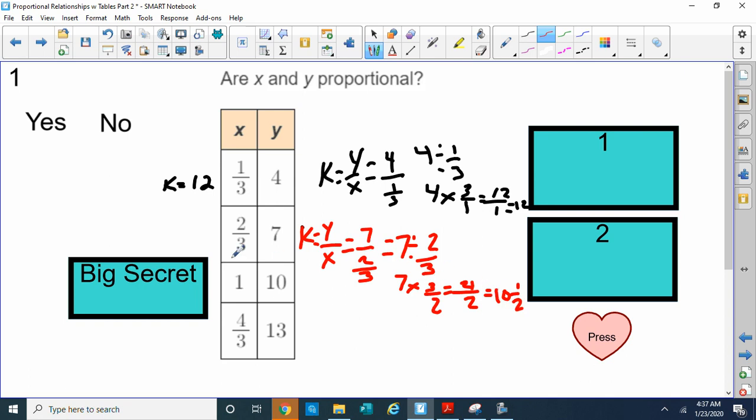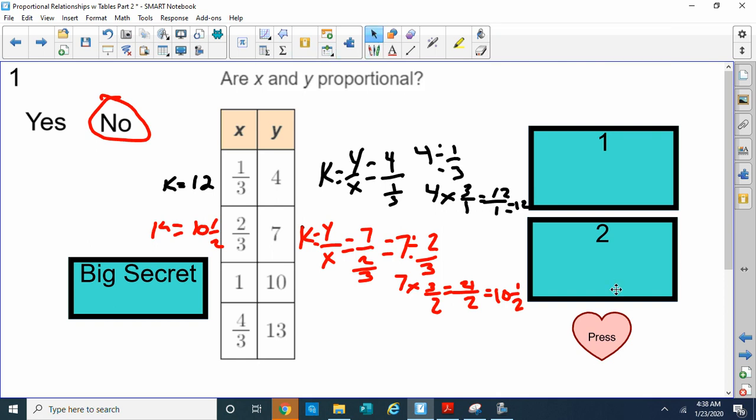So the value of this k, or constant of proportionality, is different from the first one. It's 10.5. So since these are different and they're not the same, my answer is going to be no, this is not a proportional relation. And let's check that. So the answer is no.